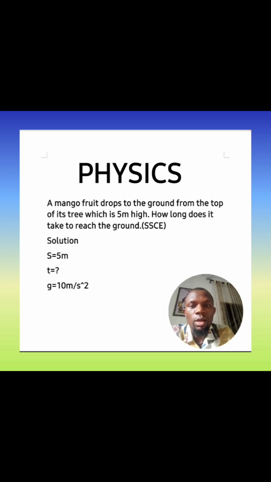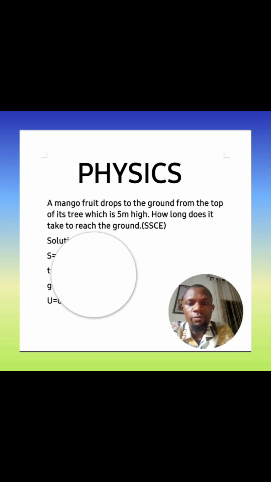So let's proceed. Based on this question, the mango fruit drops to the ground from the top of the tree. That means the mango fruit is coming down, so my initial velocity is 0. I'm looking for my time taken. Looking at these parameters, I will use the second equation of motion, which is s equals ut plus half gt square.